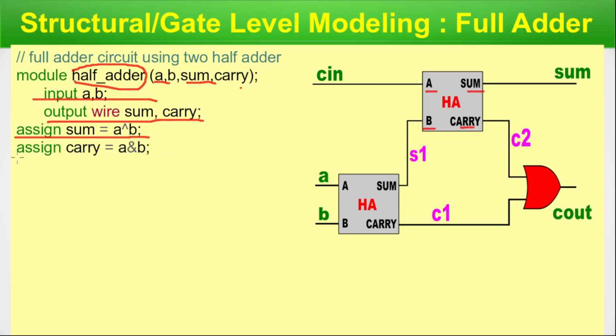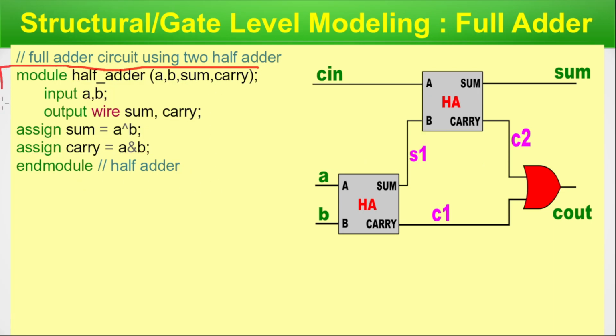So here we are using an assign statement for the carry. Sum is A XOR B and carry is A AND B. And here we end the module of the half adder. This half adder module you have received from your vendor, and using this you will be doing structural modeling of a full adder.